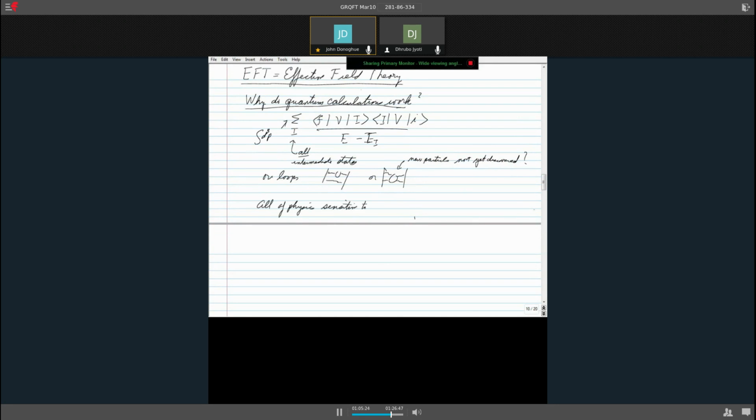Or if you're doing loops, here's some process, there's some loop diagram, or there's another loop diagram where there's new particles that are not yet discovered.